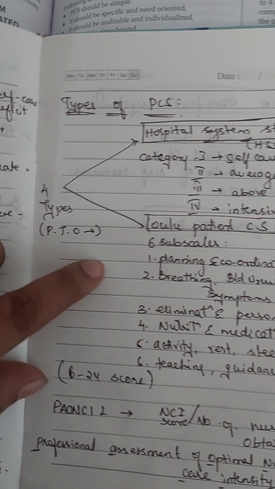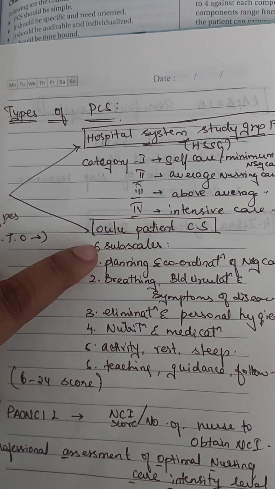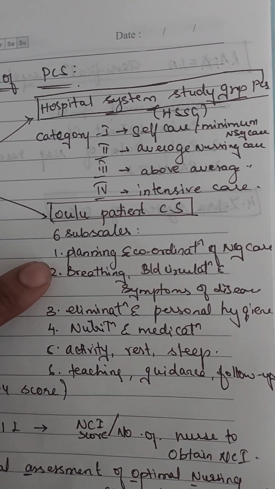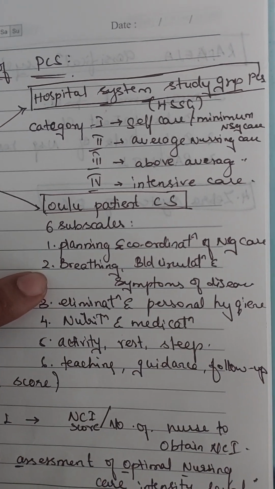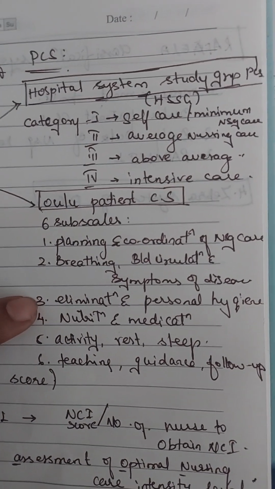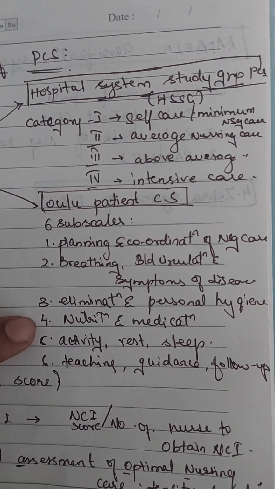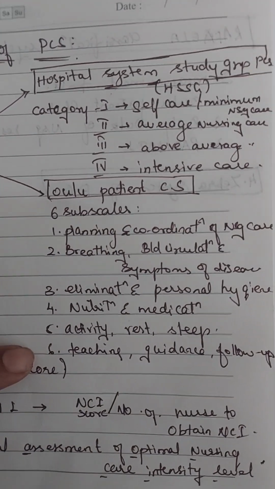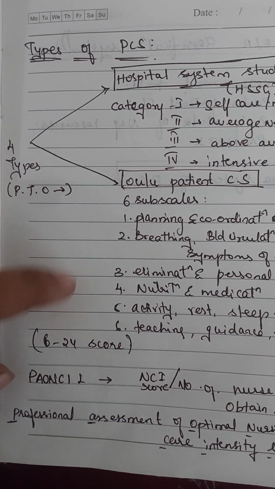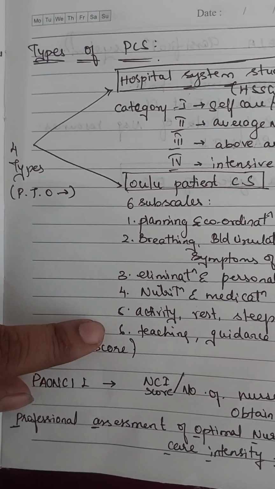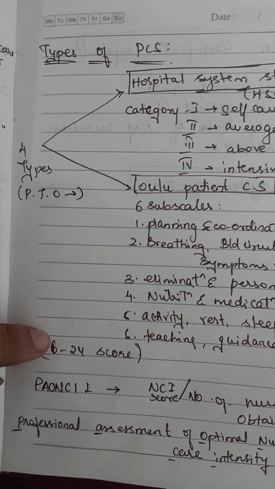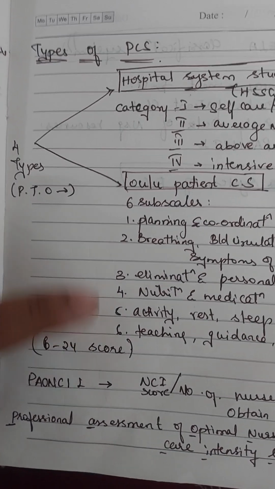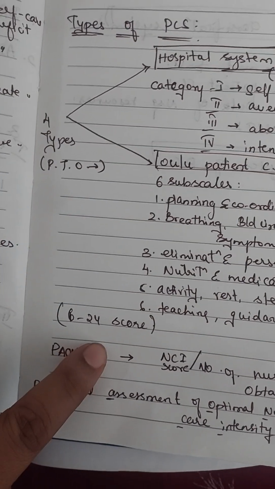Next is the OLU patient care system. Here we have six subscales: planning and coordination of nursing care, bathing, blood circulation and the symptoms of disease, elimination and personal hygiene, nutrition and medication, activities, rest and sleep. The sixth one is teaching, guidance and follow-up. Again there are 4 levels and we give 1 to 4 marks for each, so 6 to 24 is the total score. The minimum is 6 and the maximum is 24.